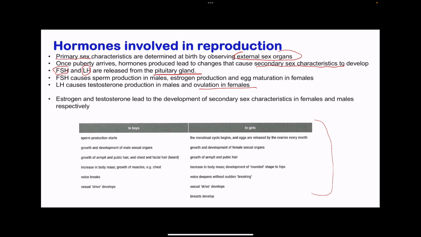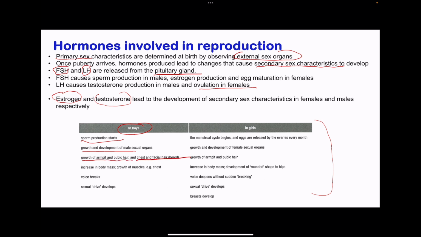So both estrogen and testosterone are involved in secondary sex characteristics. Estrogen is for female secondary sex characteristics, and testosterone is for male secondary sex characteristics. In boys, these include sperm production. There is going to be growth and development of male sex organs, meaning they become bigger. There is growth of armpit and pubic hair, as well as chest and facial hair.